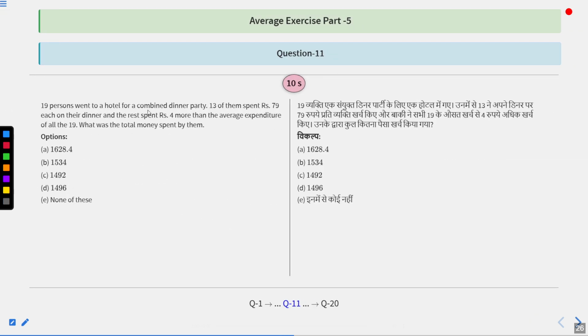19 people went to a hotel for a combined dinner party. 13 of them spent rupees 79 each on their dinner, and the rest spent 4 rupees more than the average expenditure of all 19. What was the total money spent by them? You have 5 options and 10 seconds to analyze the question. Your time starts now.